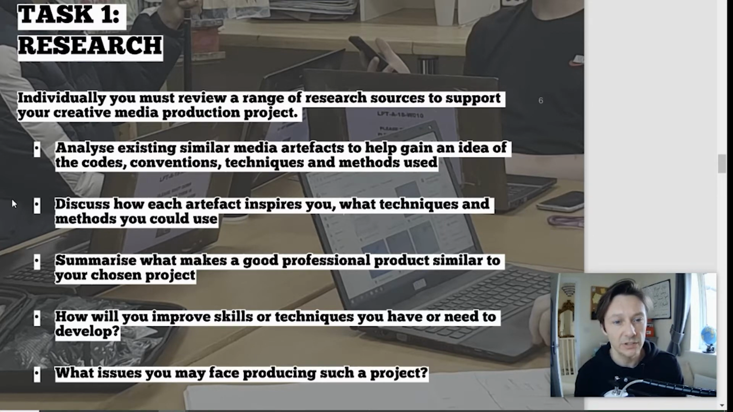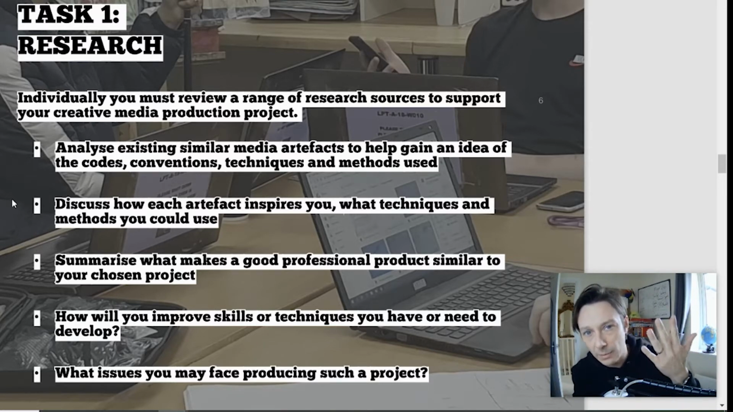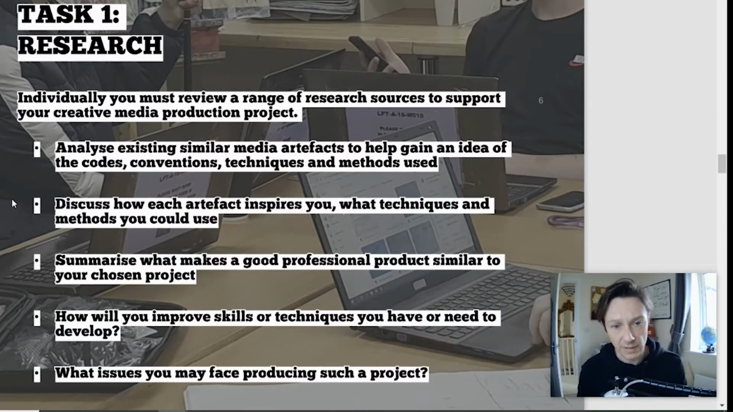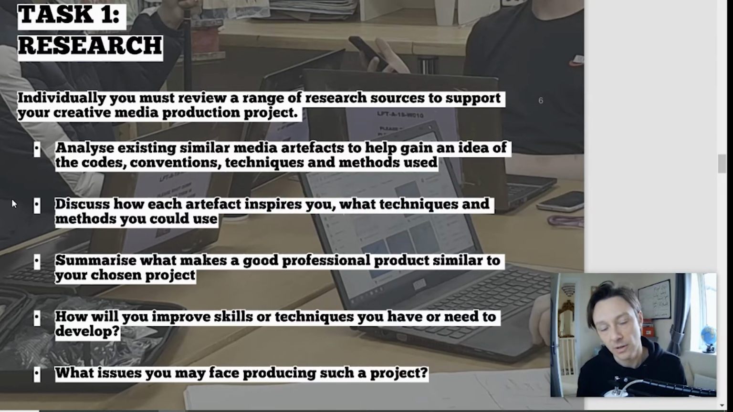In task 1 research, I need you to also summarize what makes a good professional product similar to your chosen project. Your 5 media artifacts will all be examples that show the sort of tone, style, aesthetic, feel of what you're aiming for your final major project. So, it's important to summarize, after looking at the 5, what makes a good professional product similar to what you're looking to make. How will you improve your skills or techniques that you have or need to develop?